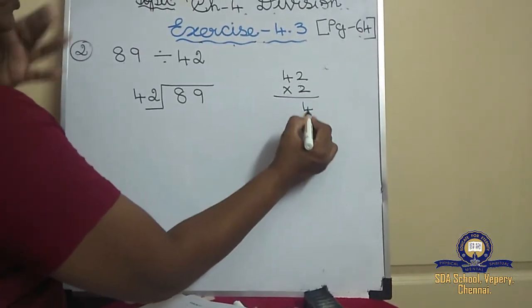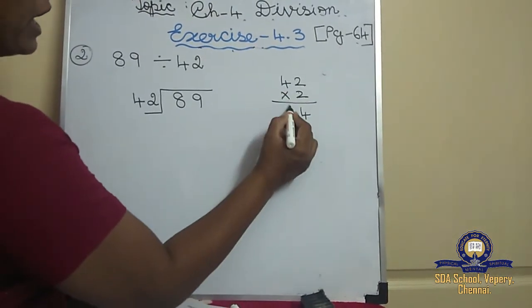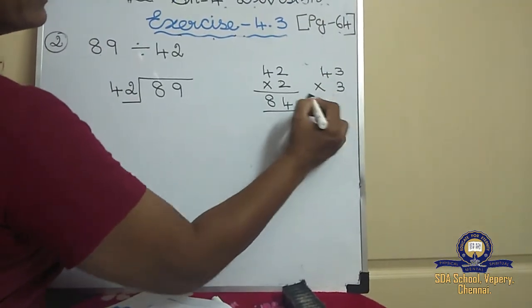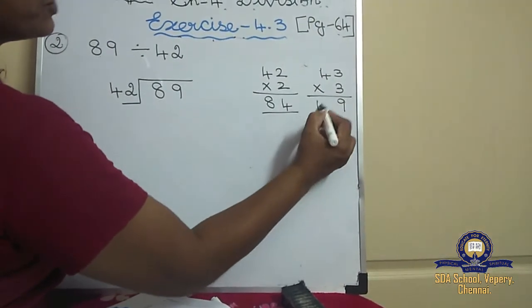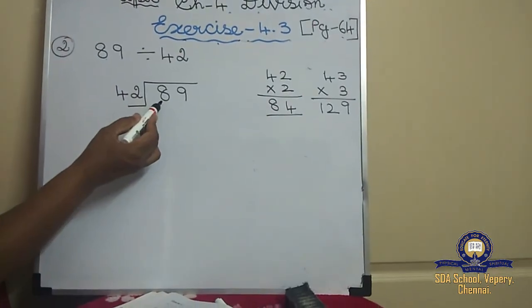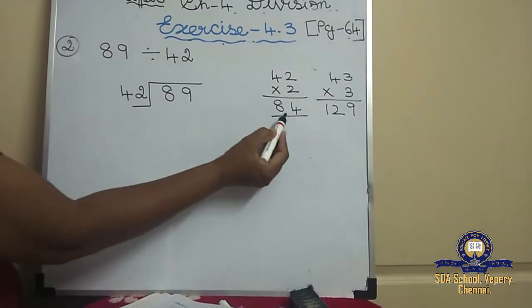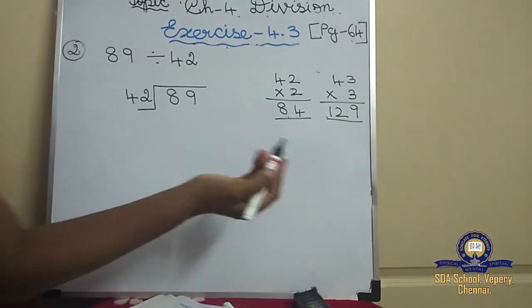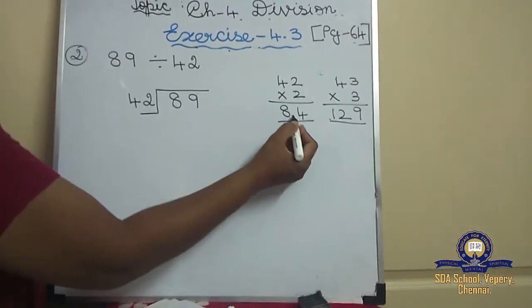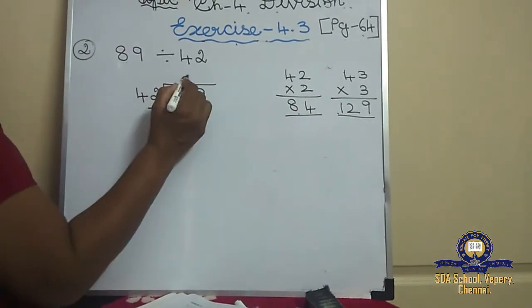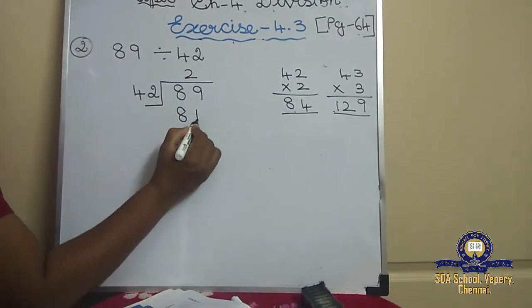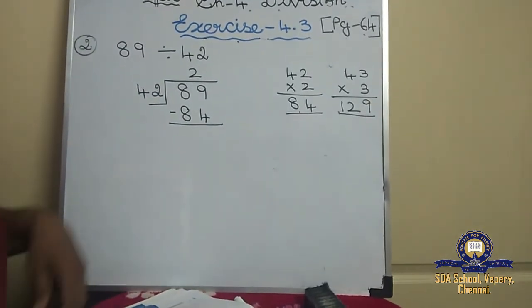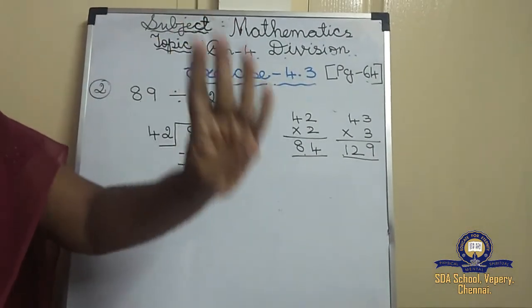So 2 2s are 4, 2 4s are 8. So we can write the 3 also, so that we can see whether it is correct or not. See, 3 3s are 9 and 3 4s are 12. But see, what's the dividend? 89 is the dividend. Here 84 is there and here 129 is there. So what number do we have to write? We have to write the before number. So what will come? 84. So 42 2s are 84. So after 4, if you count up to 9: after 4, 5, 6, 7, 8, 9.